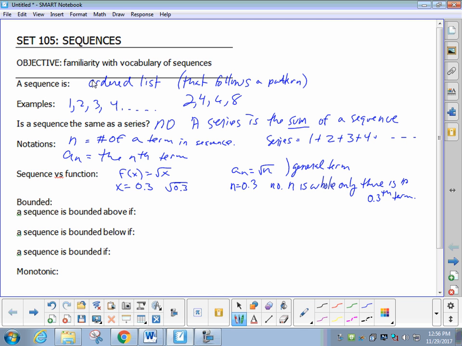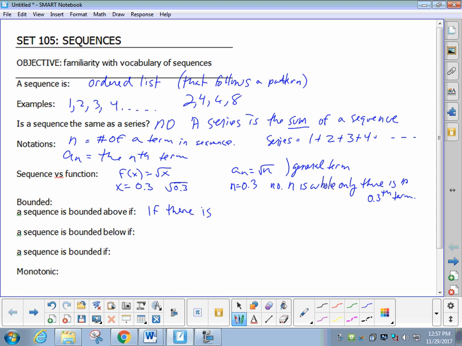Generally speaking, a sequence is bounded above if... Talk some calculus to me, people. Asymptote. All right, it approaches a horizontal asymptote, or it has an upper bound. What about this? Does it have to approach a horizontal asymptote? Is that bounded above? Yeah, it is. So it's not necessarily going to approach an asymptote, nor does it even have to approach a limit.